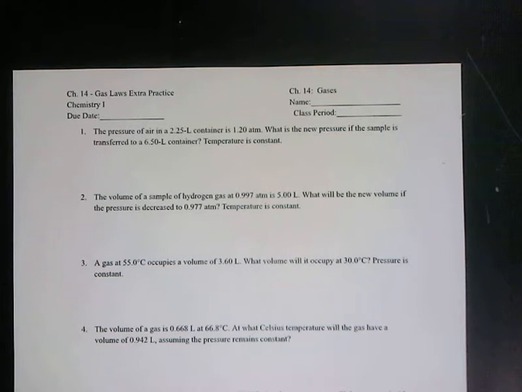Today, what we're going to be doing is some extra gas law practice. So I'm going to do problems 1, 3, and 5, and then expect you to do the remaining problems.